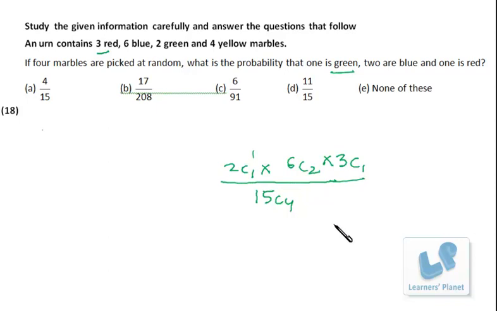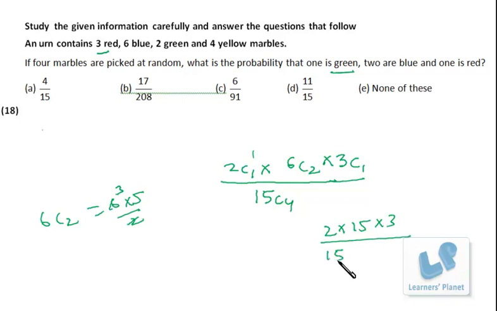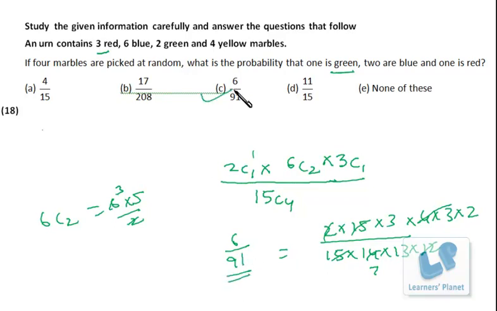Now we just have to simplify it. So 6C2 will be 6 into 5 by 2, that is 15. So just write the values: 2 into 15 into 3 by, step down, 15 into 14 into 13 into 12 by 4 into 3 into 2, that is 4 factorial. Okay, just solve it. So it's 6 by 91. Okay, so I hope you are clear.